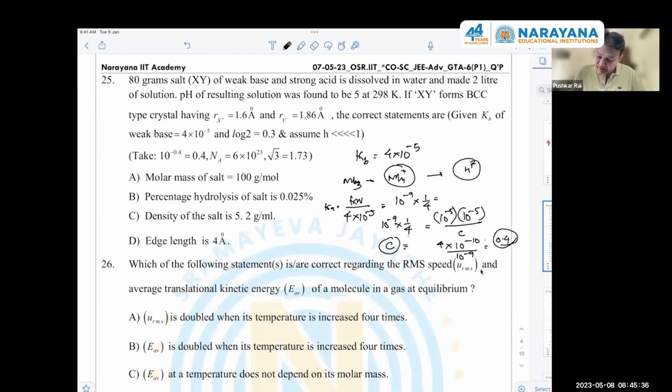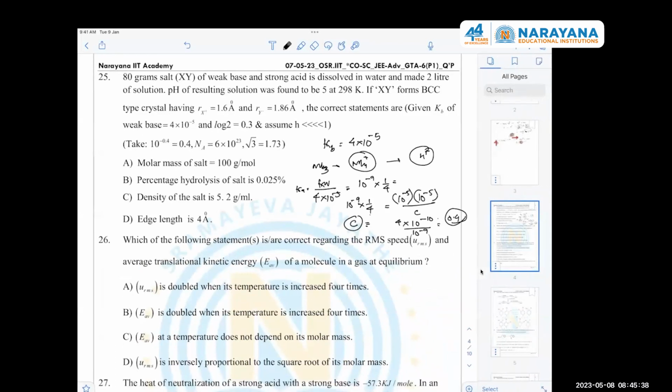Am I clear on what I've done? So let's go and solve option C. Option C, density of the salt. How to solve this? Okay.